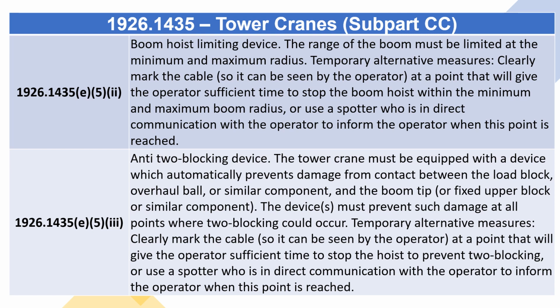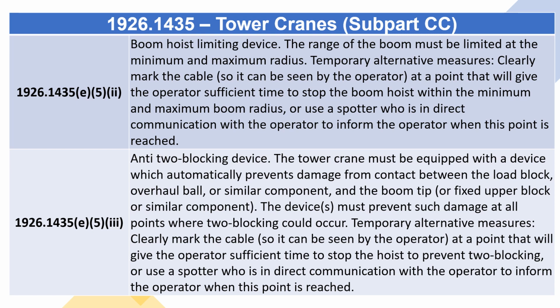1926.1435 E5 2. Boom hoist limiting device. The range of the boom must be limited at the minimum and maximum radius. Temporary alternative measures. Clearly mark the cable, so it can be seen by the operator, at a point that will give the operator sufficient time to stop the boom hoist within the minimum and maximum boom radius, or use a spotter who is in direct communication with the operator to inform the operator when this point is reached.